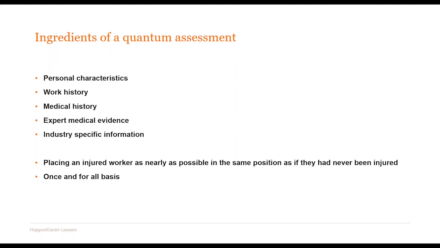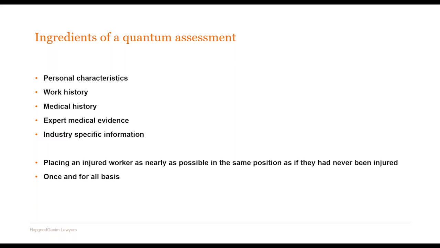The third ingredient is medical history, and that medical history might relate to other similar injuries that occurred prior to the subject injury, or unrelated serious injuries or conditions that might affect the claimant's likely working life or likely life expectancy. And that will include psychiatric history as well. Expert medical evidence is the next ingredient. This consists of medico-legal reports from specialists regarding the relevant injury, and can also include medico-legal reports regarding those unrelated serious conditions that might affect working life or life expectancy.